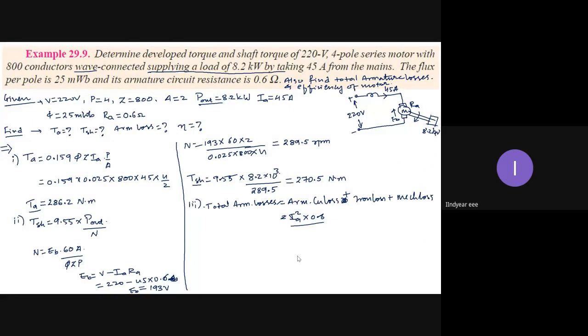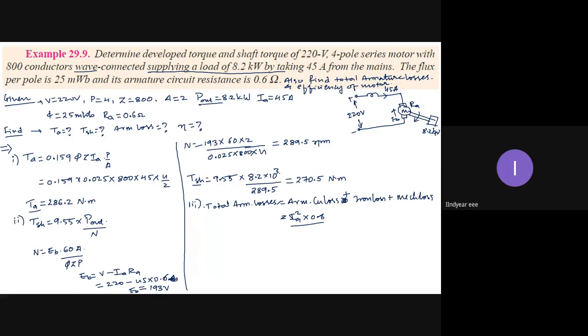In yesterday's class, we solved this example with 2 points: determine the developed torque and the shaft torque. So we have found out the torque developed in the armature and the shaft torque developed at the load. Now I have to find the total armature losses and efficiency of the motor.